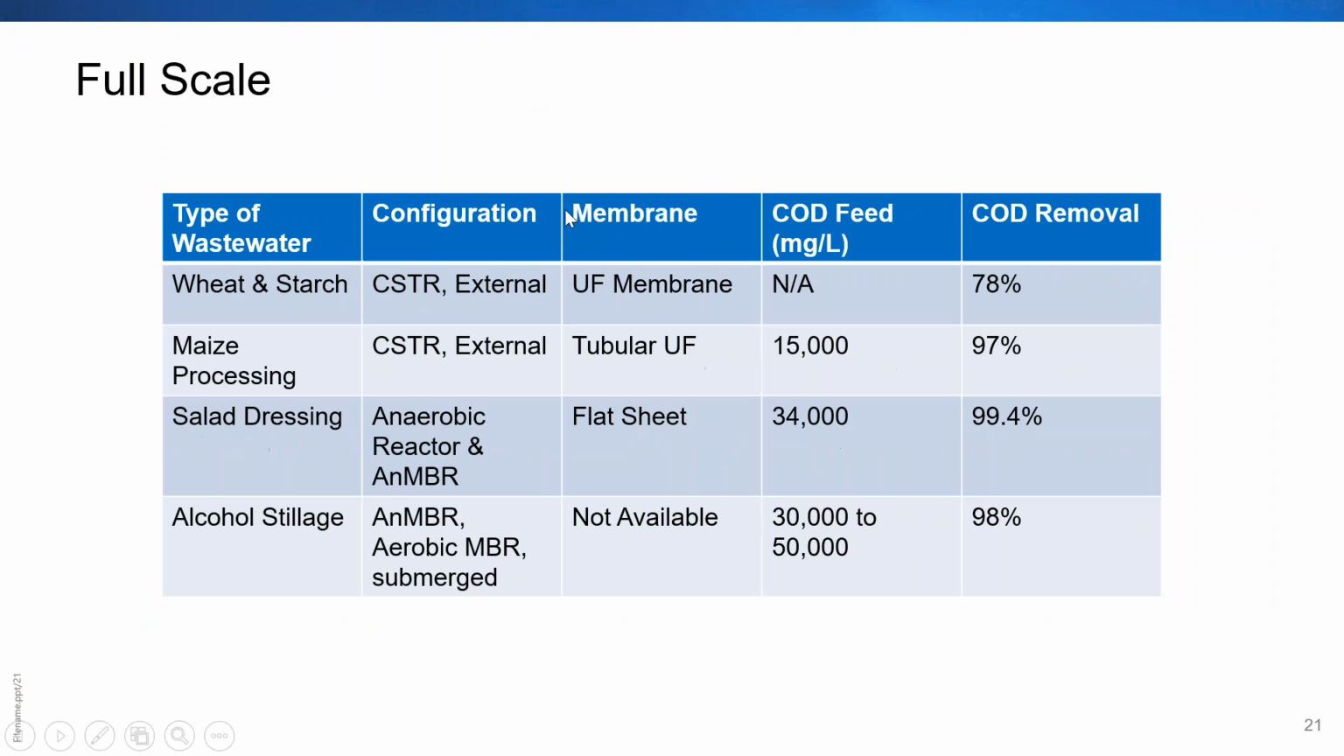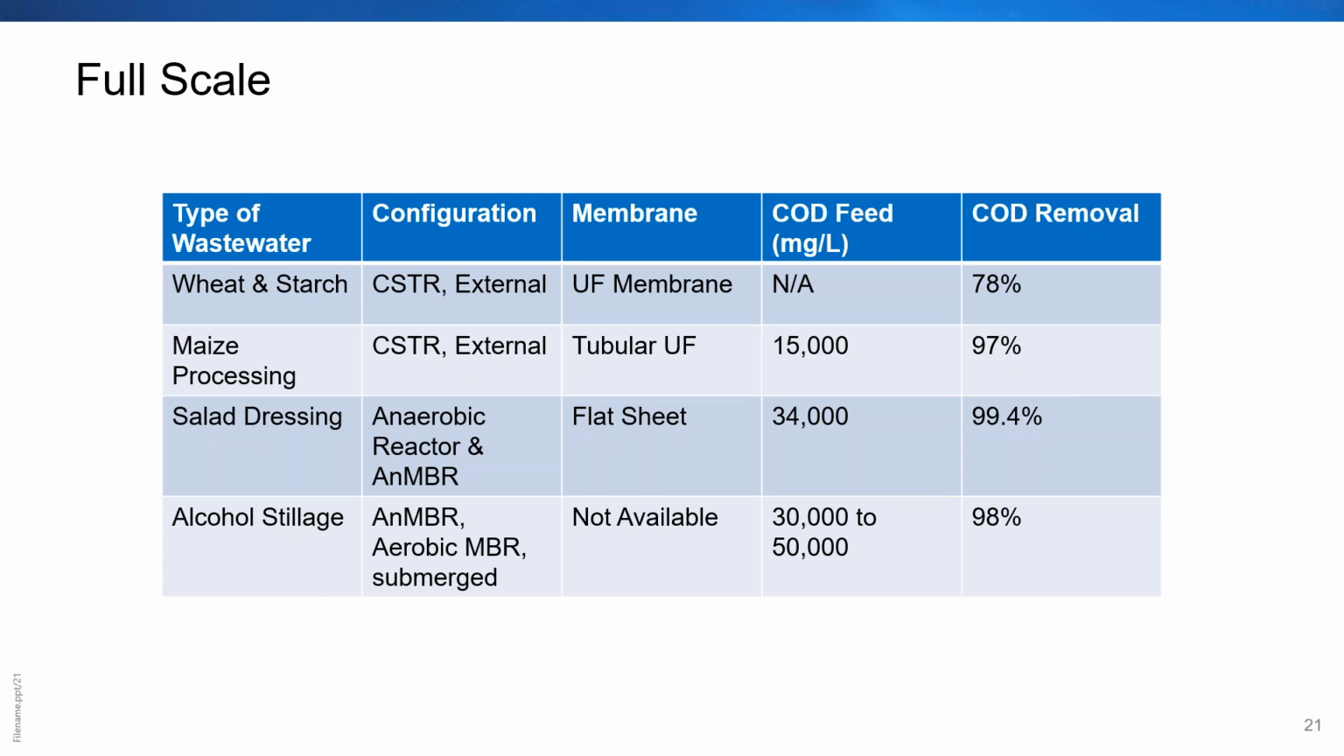On full scale, and I think this is something that Avoca will have a lot more information on, more updated, but regardless, here's some stuff that I've been able to gather, which is a wheat and starch facility where they've got UF membrane. There wasn't any information on their COD feed, but they reported COD removal of 78%, which isn't phenomenal, but still getting good removal. Maize processing, tubular UF membrane, they had 15,000 coming in, they were able to reduce it 97%.